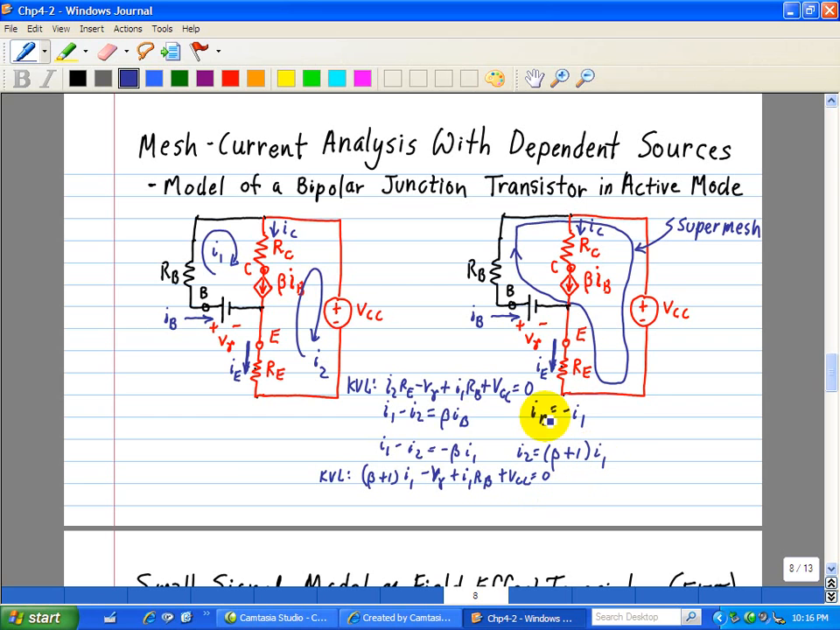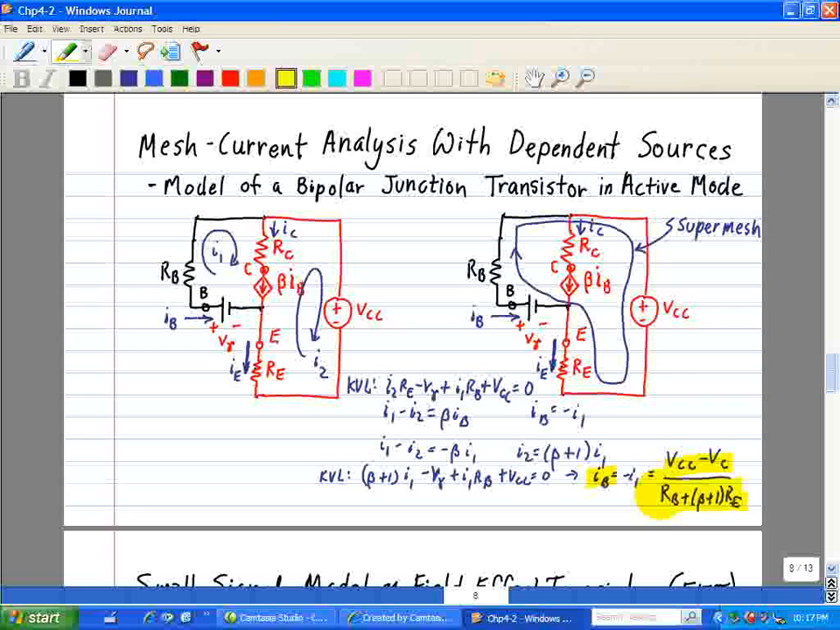We note that IB, as we said here, is equal to negative I1, and when we solve for I1 here, this implies that IB is equal to negative I1, which is just VCC minus V gamma, and we know I1 appears here, so that's why we're solving for negative I1. That leaves RB plus beta plus 1 RE. So we solve for beta, and this is our final result for IB for this bipolar junction transistor operating in active mode.